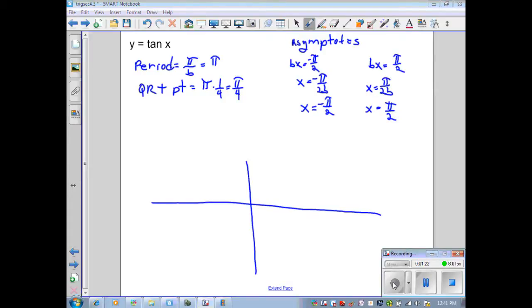Now all we need to do is graph the function. Let's start by graphing our quarter points of pi over 4, 2 pi over 4, 3 pi over 4, and then 4 pi over 4, which is just pi.